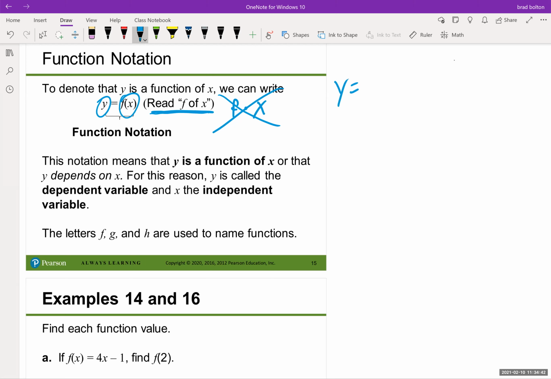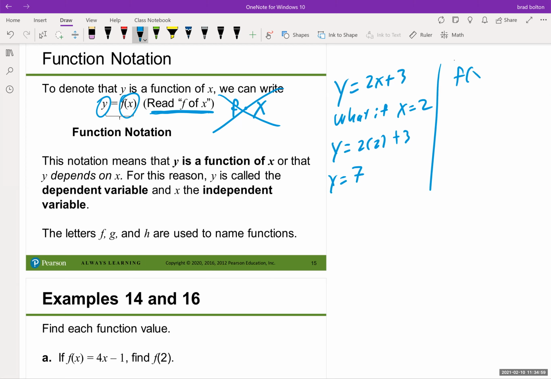If I say y equals 2x plus 3, and I ask what if x equals 2, then we say y equals 2 times 2 plus 3, so y equals 7. What functional notation says is f of x equals 2x plus 3. And now instead of writing what if x equals 2, I get to write f of 2 equals 2 times 2 plus 3, which is 7.